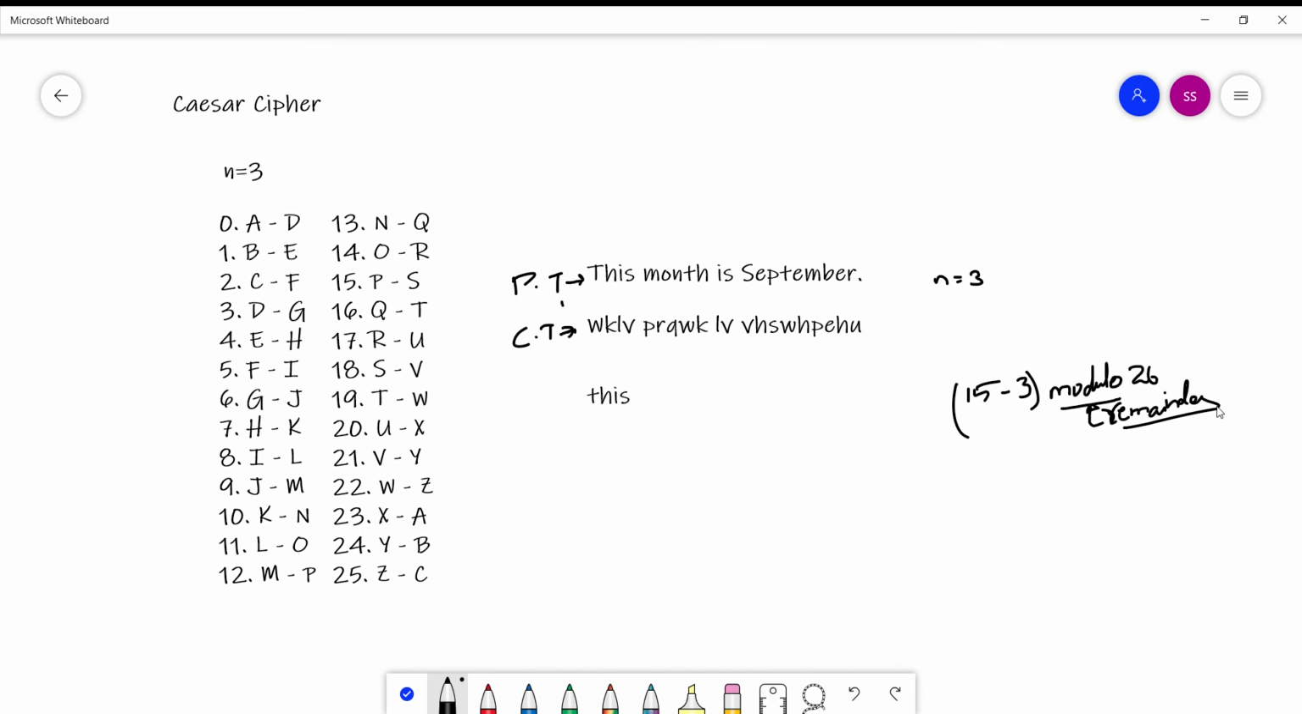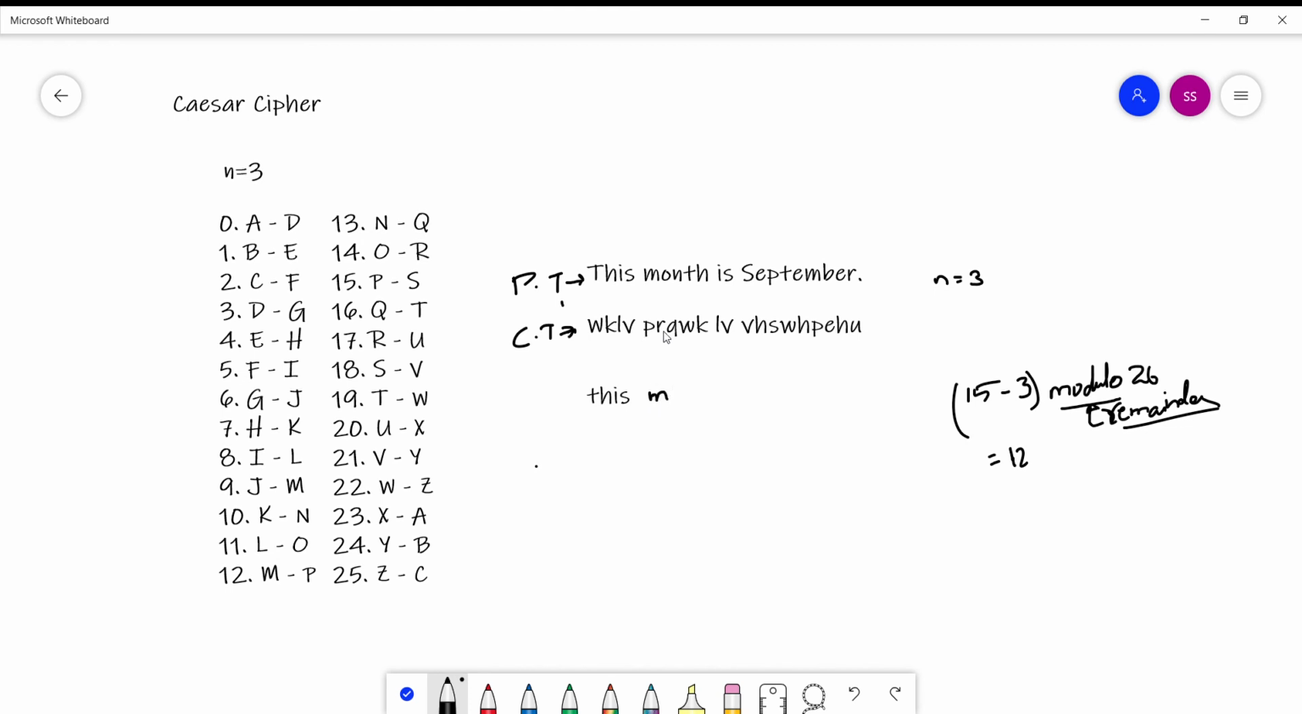Okay, so 15 minus 3 is 12, right? 12 mod 26. So if you divide 12 by 26, you will get 12 as the remainder. So it will remain 12 only. So now we got that the plain text was 12. So I will see in the table what is the 12th one. So the 12th alphabet is M. So P will become M, right?